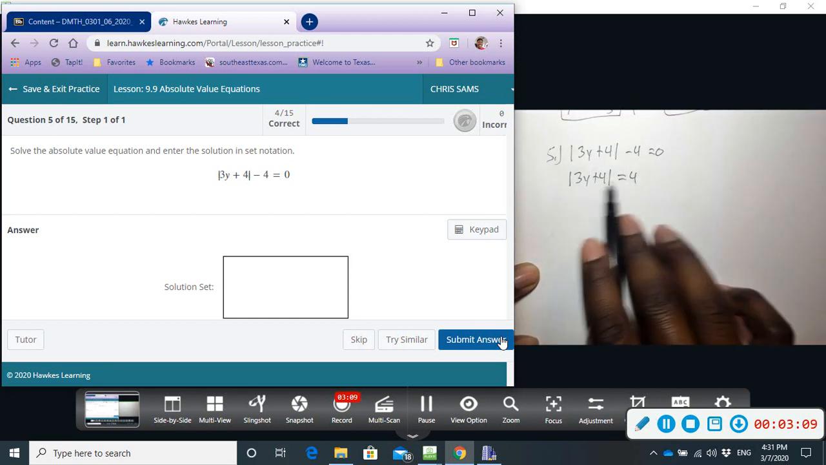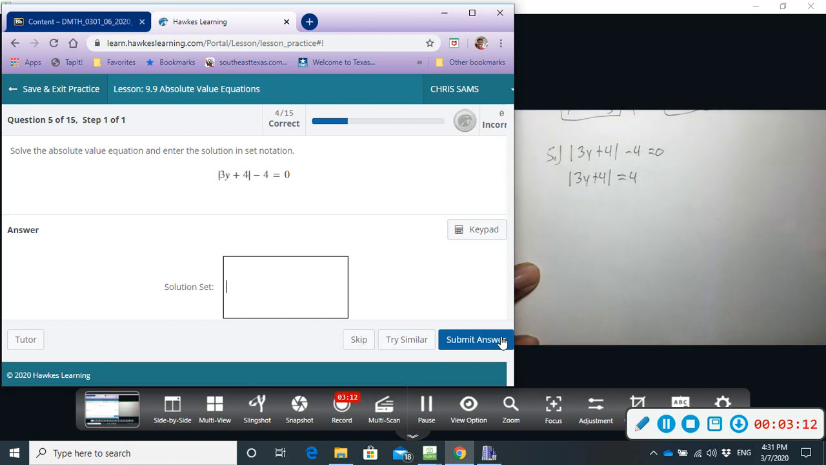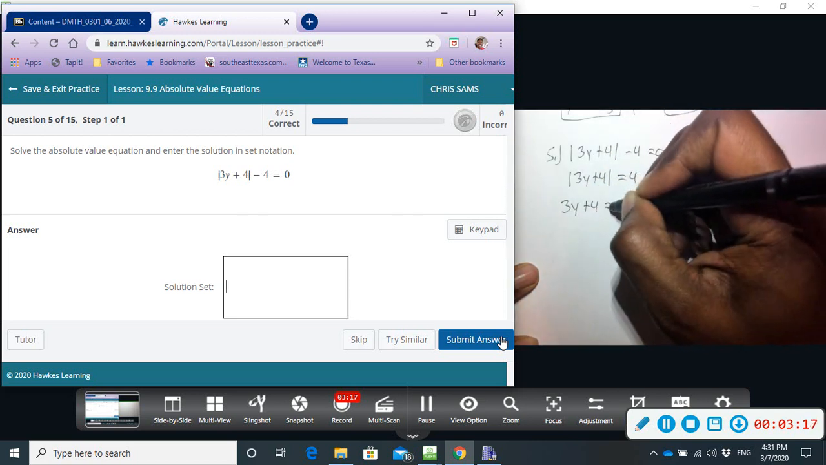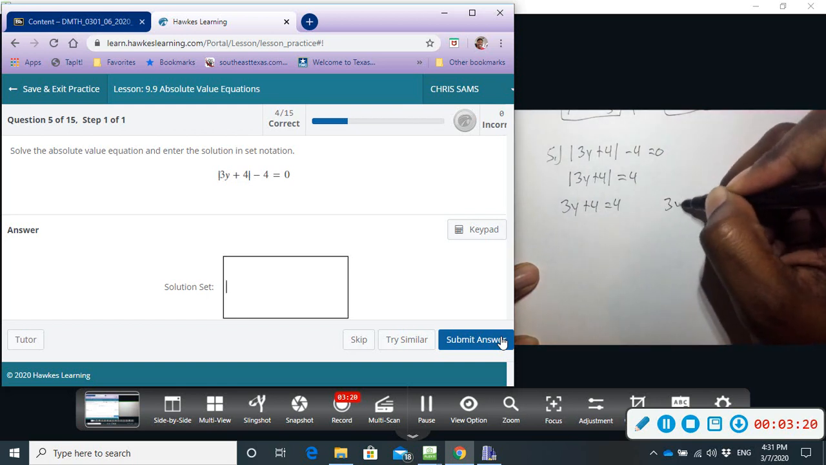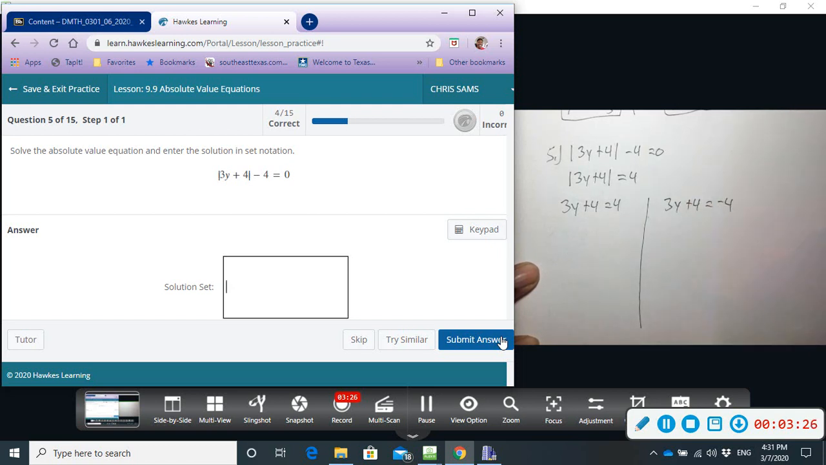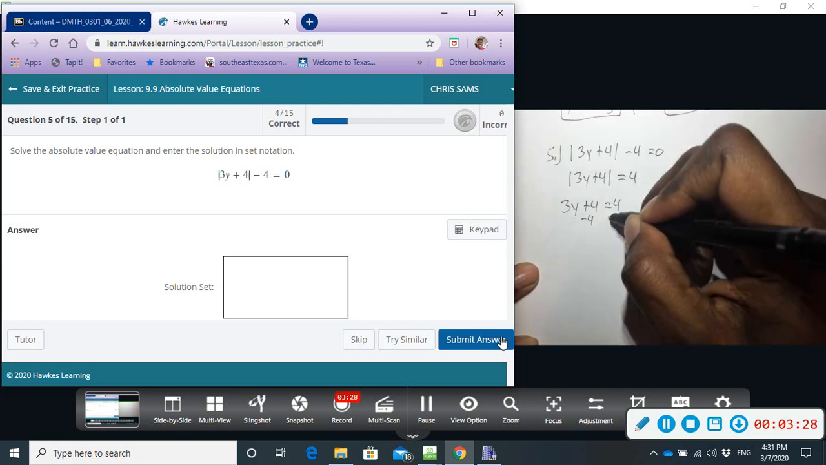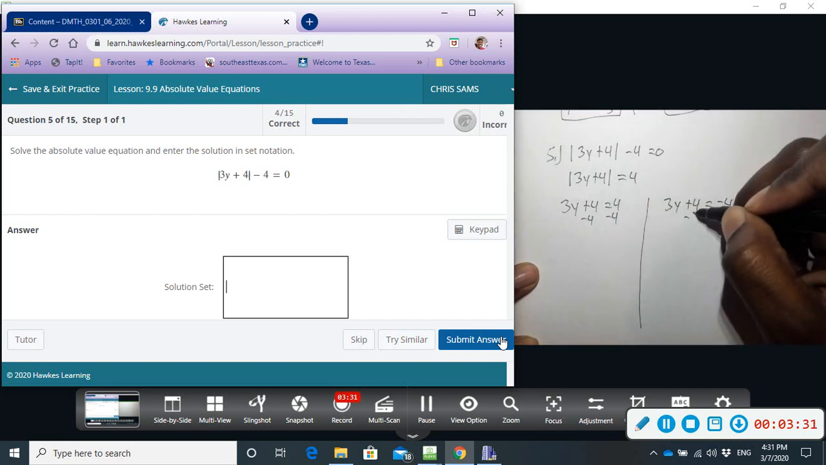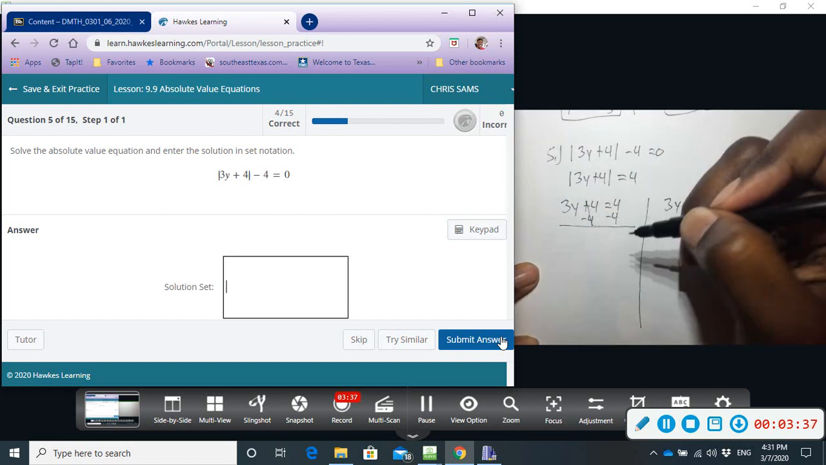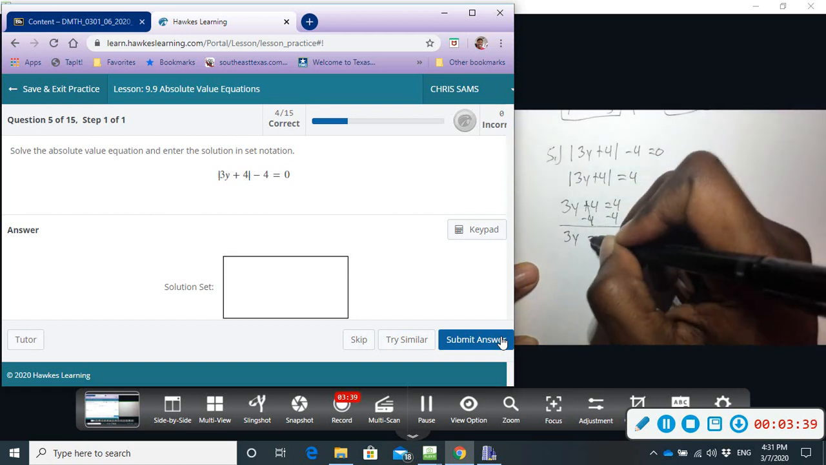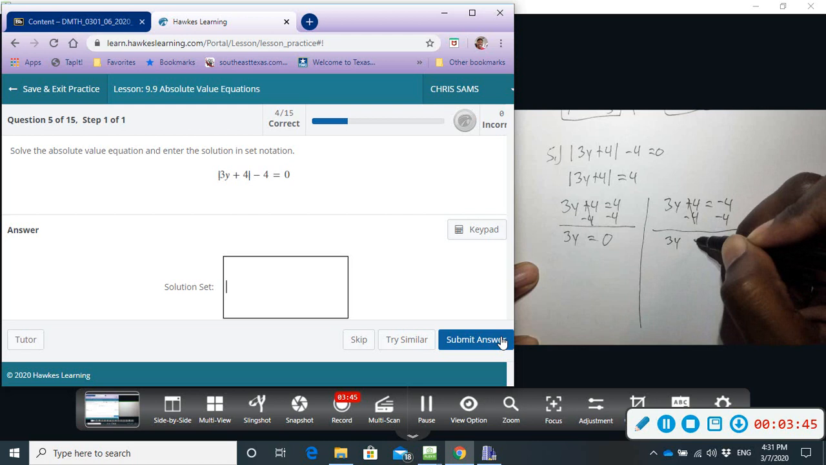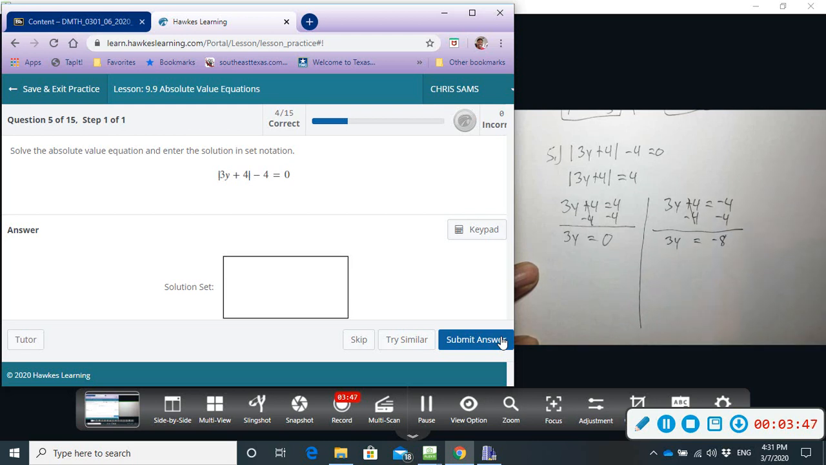Okay, so it's positive, and it's in standard form, so we will solve it twice. So we have 3y plus 4 equals 4, and then we have 3y plus 4 equals negative 4. So we're going to subtract 4 from both sides. This cancels, bring down 3y equals 0 over here. Bring down 3y, and it equals negative 8 over here.